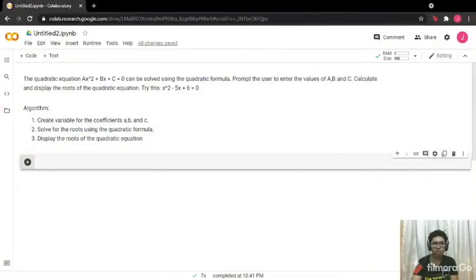The quadratic equation can be solved by using the quadratic formula. Prompt the user to enter the values of a, b, and c. Calculate and display the roots of the quadratic equation.